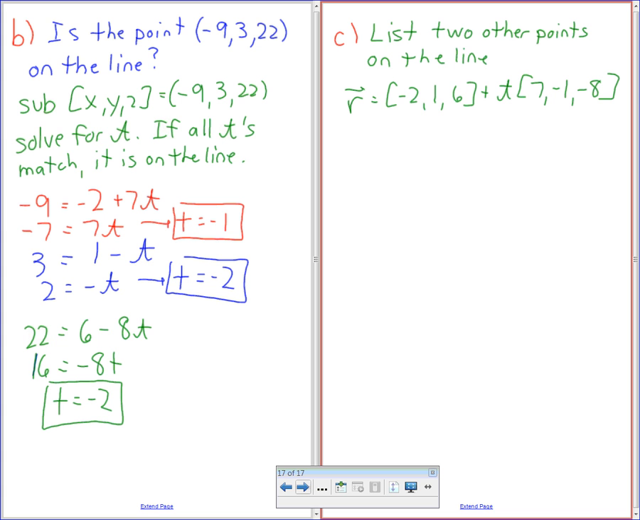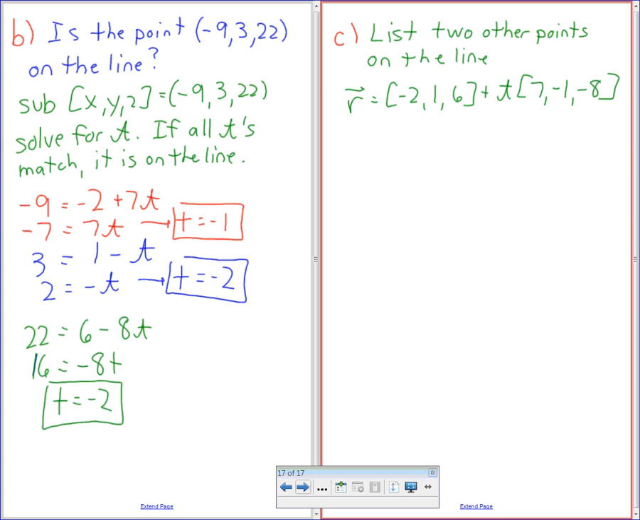Okay, how would I find other points on that line? Someone be brave. Nate. Yeah, right on. So you might sub 5 into t, negative 3 into t, 100 into t. But it's got to be the same thing. Now, you can use vector or parametric form. It doesn't really matter, it'll work the same way.